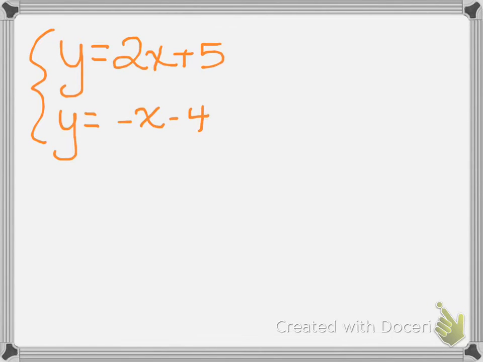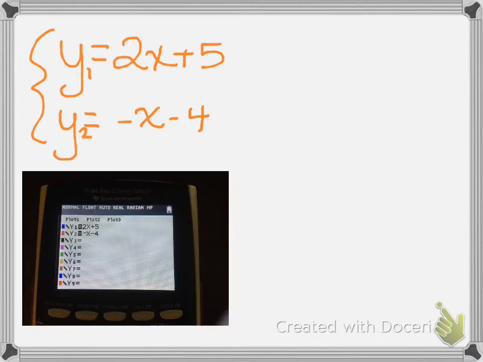I want you to put the first equation, 2x plus 5, into y1, and negative x minus 4 into y2 in your calculator. This is the format, this is how it should be set up and look in your calculator when you press y equals. Notice that my plots are not on because we're not graphing scatter plots, we're just graphing two lines.